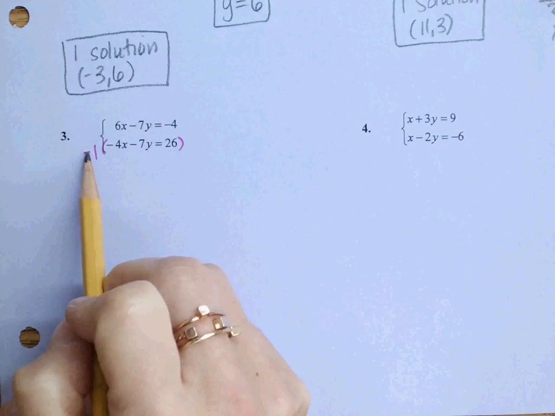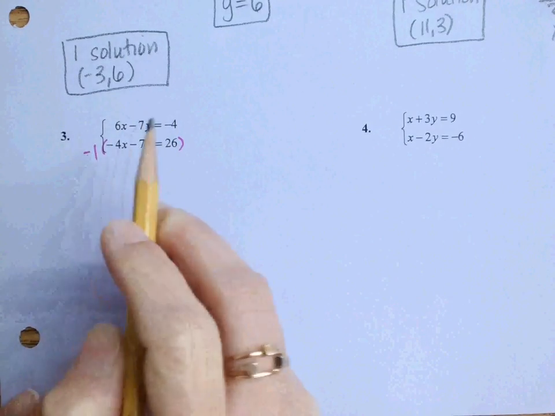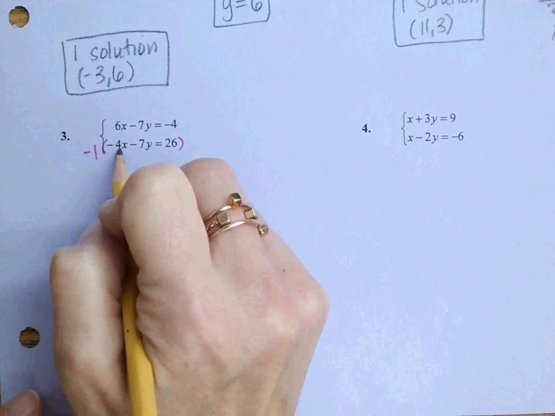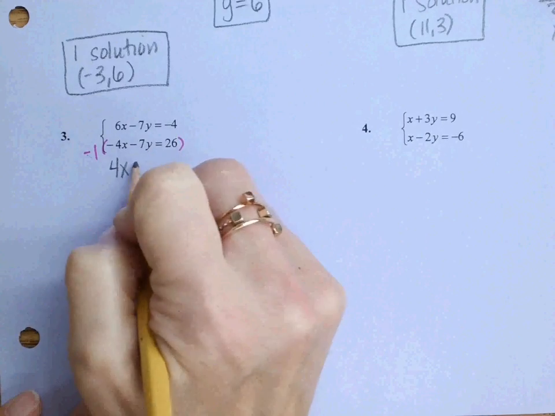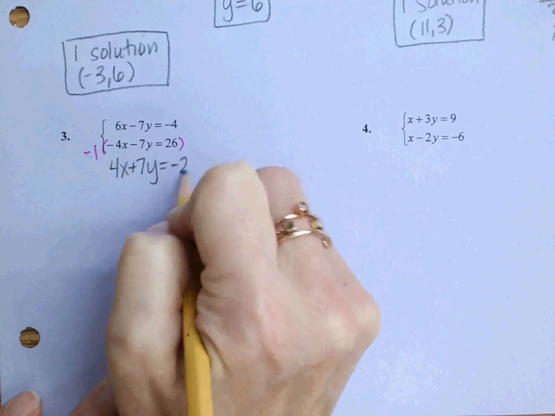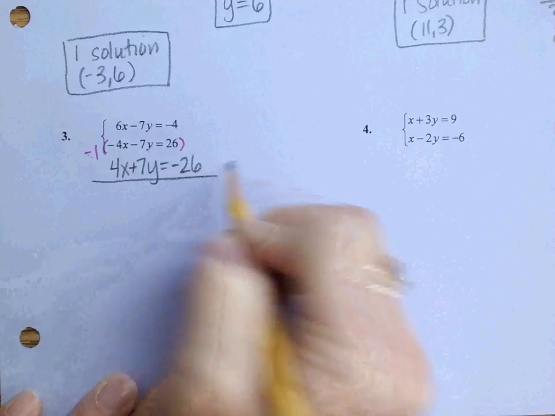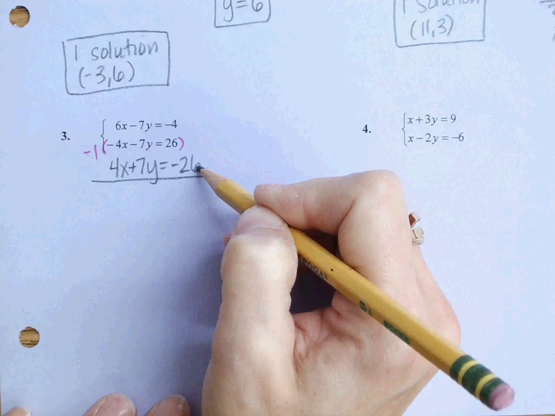But make sure that when you multiply by -1, every term is multiplied by -1. So -1 times -4x is a positive 4x. -1 times -7y is a positive 7y. -1 times 26 is a -26. So now we have this new equation that we were able to create.